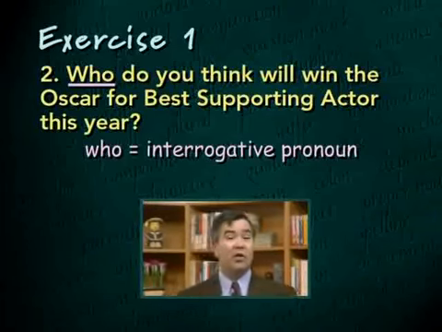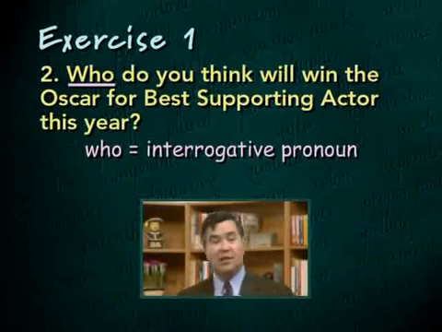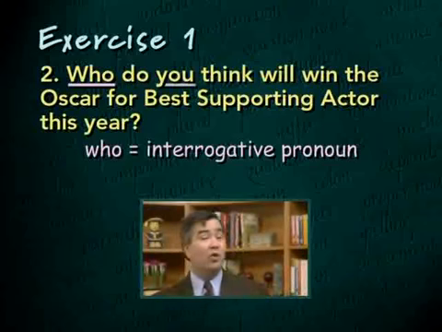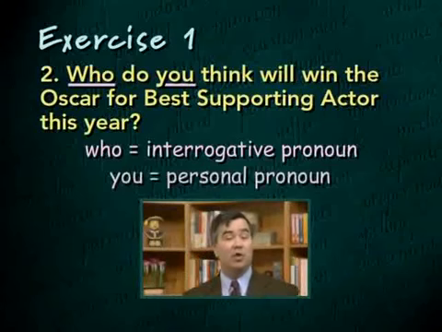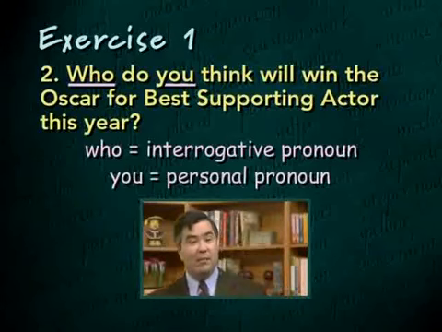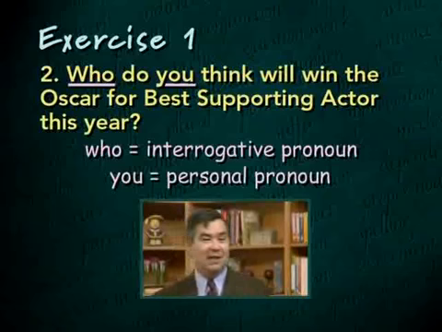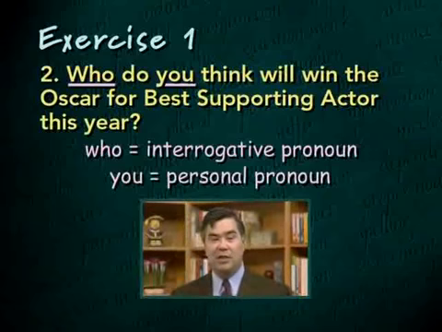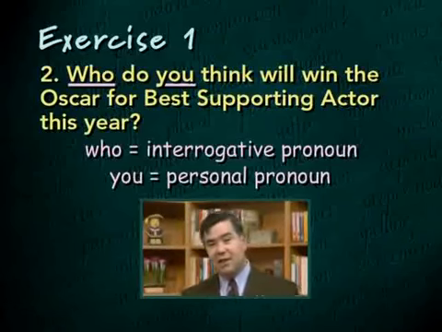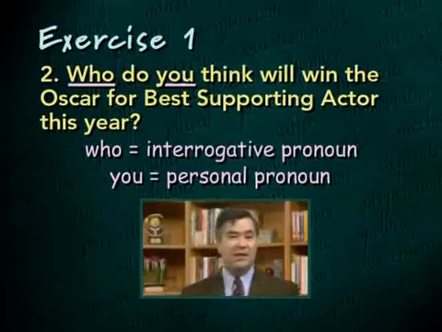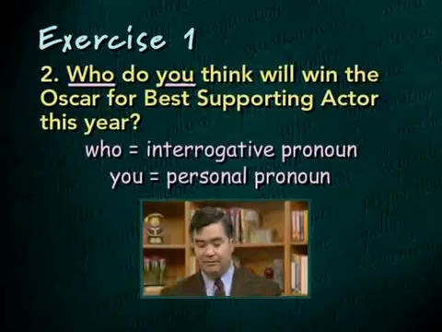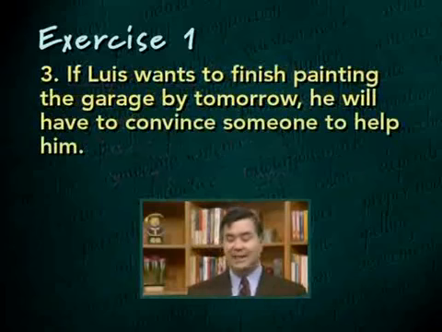There's also another pronoun in this sentence. Did you recognize it? You is also a pronoun, and it's a personal pronoun. Remember, we saw that personal pronouns may refer to the person being spoken to. And in this case, the pronoun you is being used in that way. So in this sentence, there are 2 pronouns. Who is an interrogative pronoun, and you is a personal pronoun. Let's look at the next sentence.